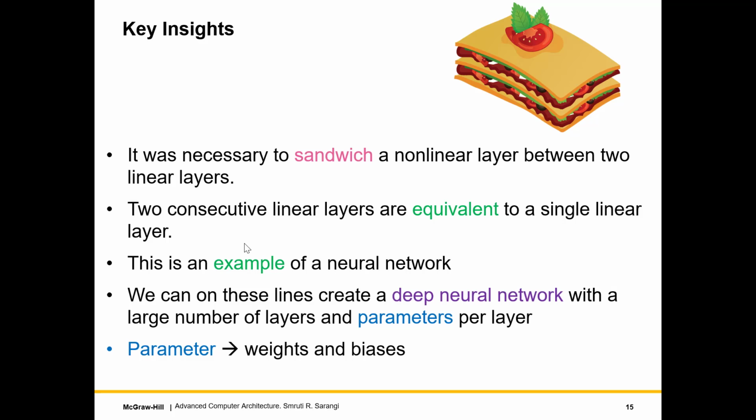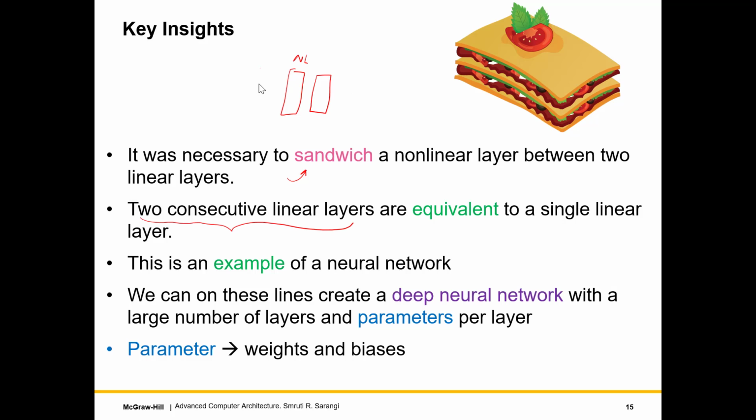So what are the key insights? The key insight is that we made a pseudo generic network where it was necessary to sandwich a nonlinear layer between two linear layers. Kindly note that in many such networks, you can have consecutive nonlinear layers. That is perfectly possible, as we shall see. But you never have two consecutive linear layers, because two consecutive linear layers are equivalent to a single linear layer. There is no difference between them, and hence you never have that.